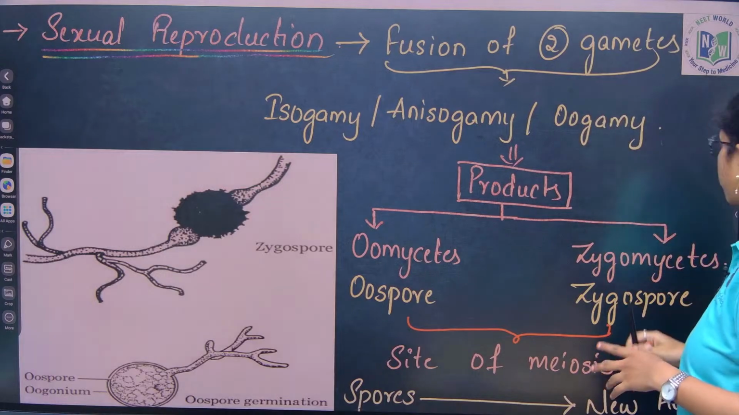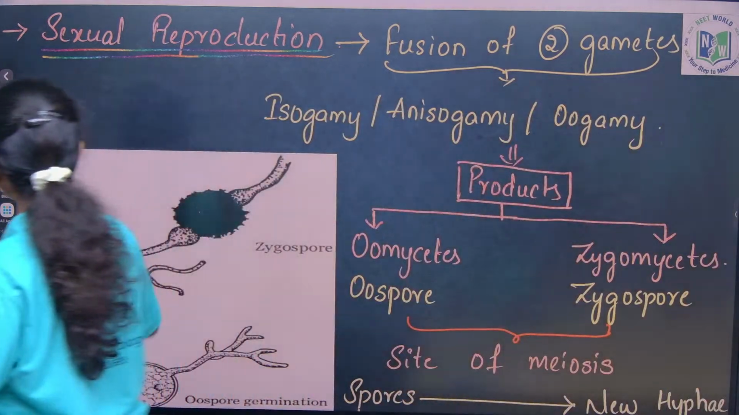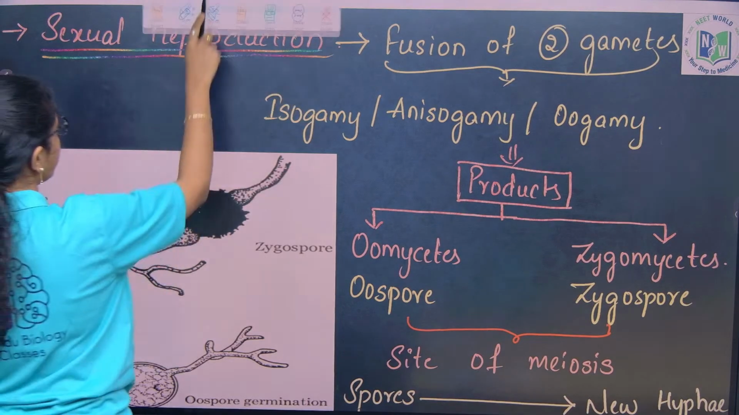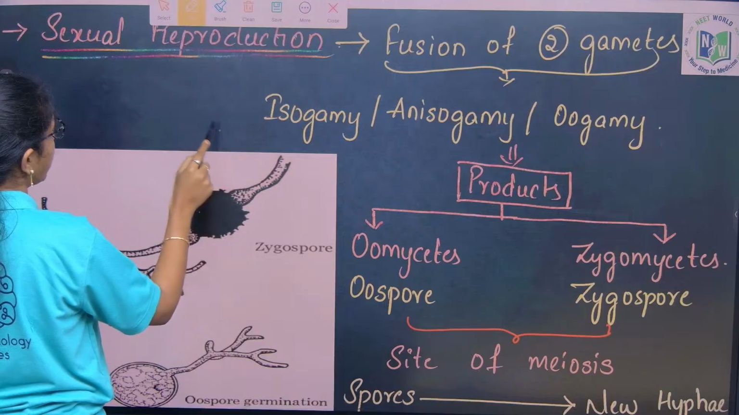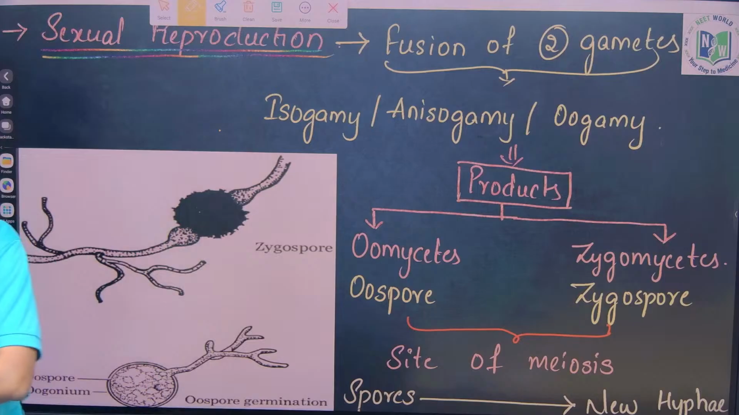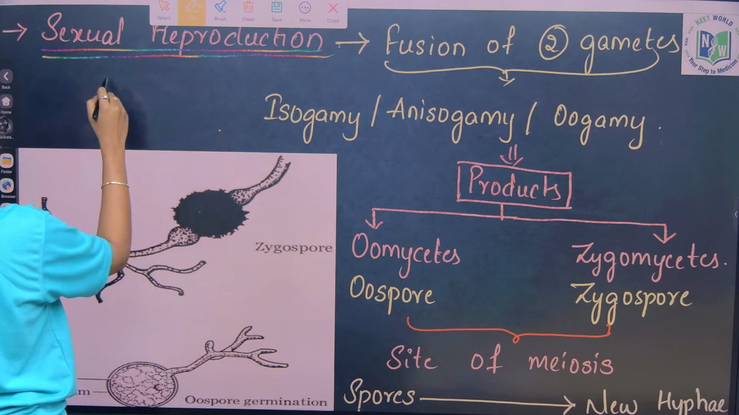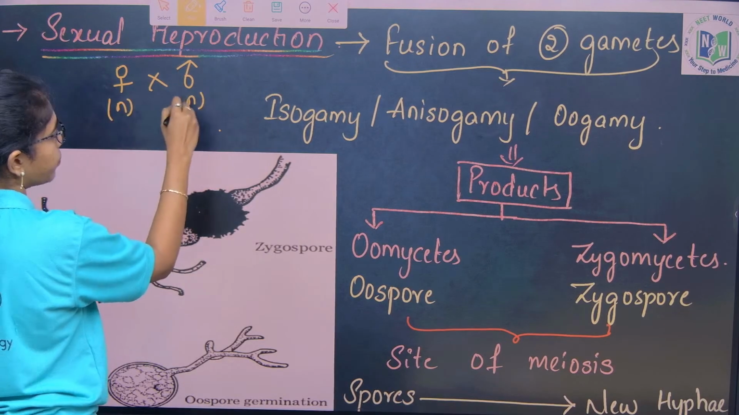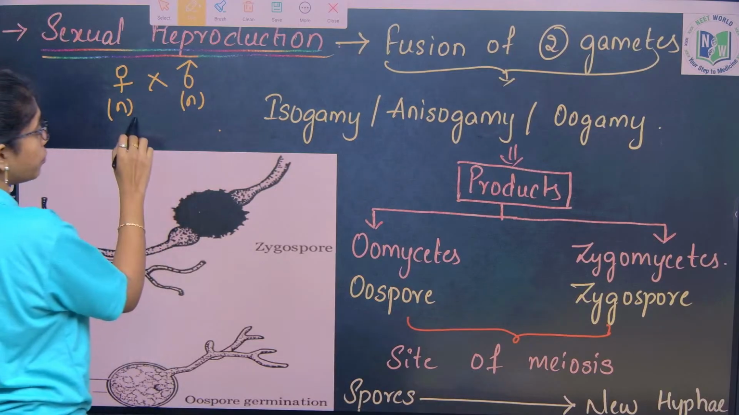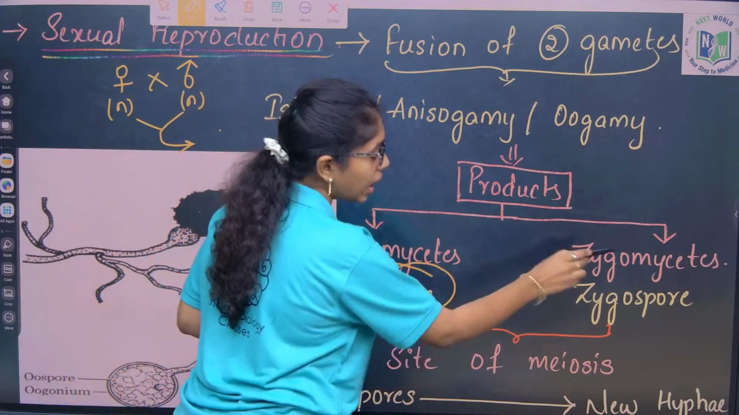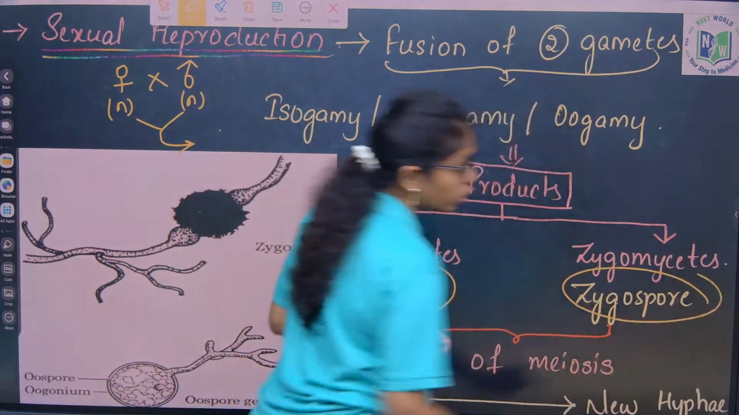After the fusion of 2 gametes, what is the ploidy of the fungal hyphae? Yesterday we discussed. Yes, haplontic body. The fungal body is a haplontic body. It has haploid hyphae. So both female and male gametes are haploid. Post-fusion, the product formed in Oomycetes is the oospore, and in Zygomycetes it is the zygospore.